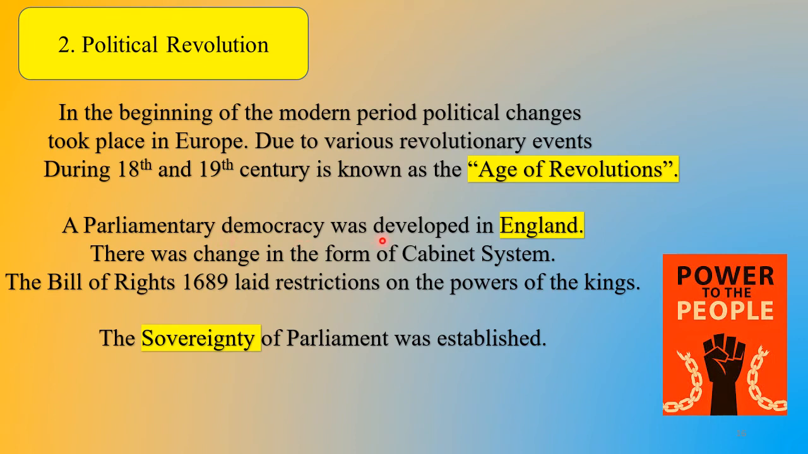Parliamentary democracy was developed in England. There was change in the form of cabinet system. The Bill of Rights 1689 laid restrictions on the powers of kings. So, very important, what was established in the parliament in England? Sovereignty. So, all these are the political revolutions that took place in Europe.